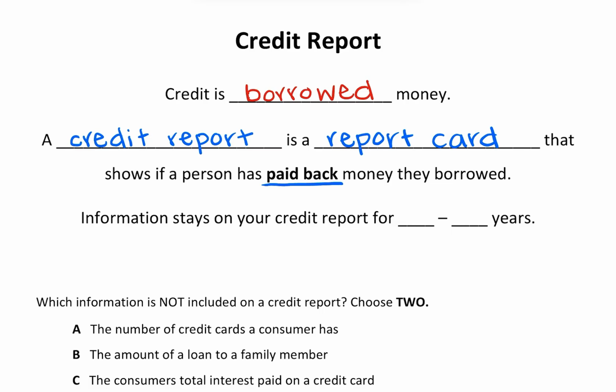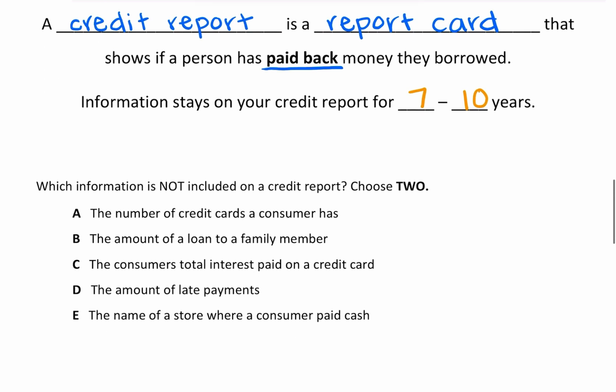And information stays on your credit report. This is really important for 7 to 10 years. Okay. So let's say you bought something and you didn't pay it back. That will stay on your credit report for 10 years. Imagine if you made a C in math class and it stayed on your report card for 10 years. No matter what you did, it was there for 10 years. That's a long time. All right, so we are going to discuss what they care about on that credit report.